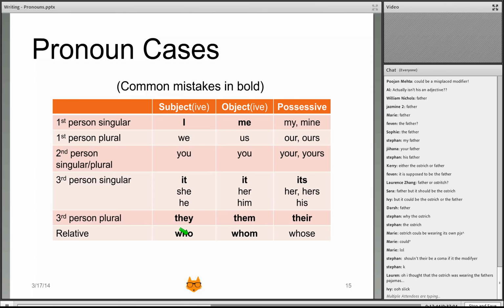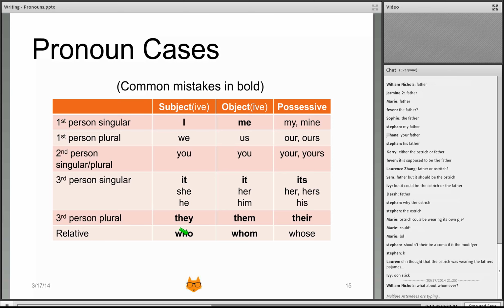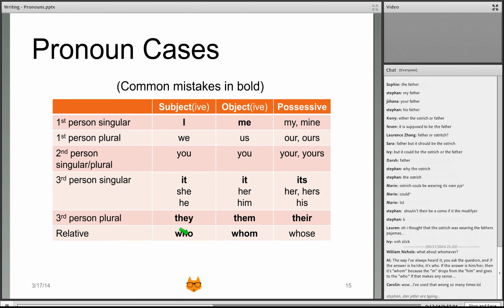You would say whom with an M, because that's an object. Now, the way that I always figure this out in my head, because it's actually very difficult to track down whether this is a subject or an object case, for me anyway, is I try switching the words he and him for who and whom.